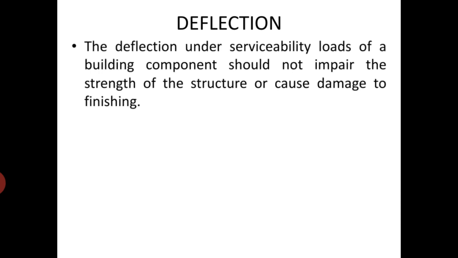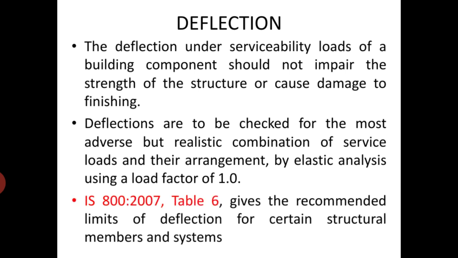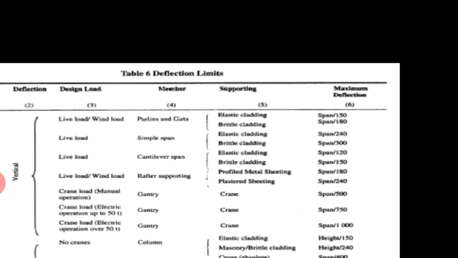Hence, some limits are given in the code. So what are those limits? Deflection under serviceability loads of a building component should not impair the strength of the structure or cause damage to finishing. Hence deflections are to be checked for the most adverse but realistic combination of service loads and their arrangement by elastic analysis using a load factor of 1. And IS 800-2007 Table 6 gives the recommended limits of deflection for certain structural members and systems.